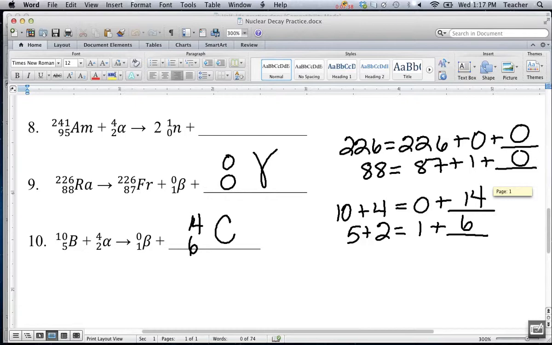So now that you know how to do this practice, you have a homework worksheet that uses the exact same principles. You will again need your periodic table as well as your list of your different subatomic particles and radioactive particles in order to complete this.